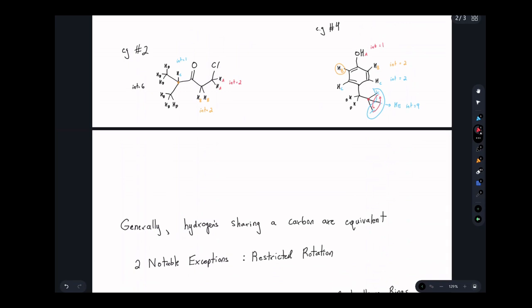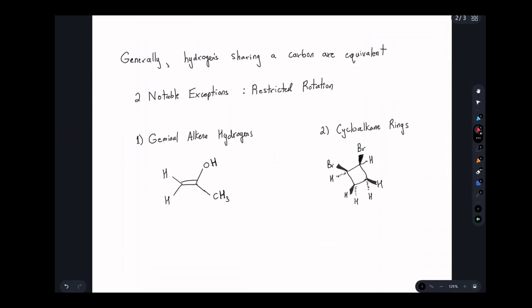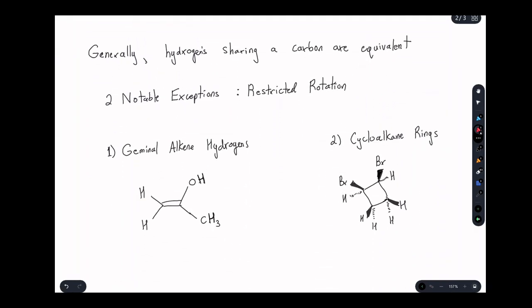With that in mind, let's talk about a couple quick exceptions. I briefly mentioned that hydrogens that were sharing a carbon were equivalent. This is generally true for simple spectra. However, it's a bad rule to follow, as there are exceptions to that. There are more than two exceptions, but here are two very notable ones that I wanted to bring up, as they share a common trend, the idea of restricted rotation.